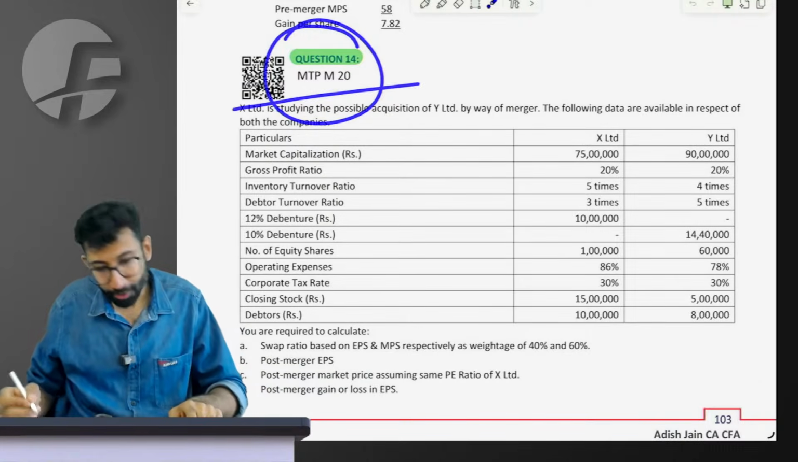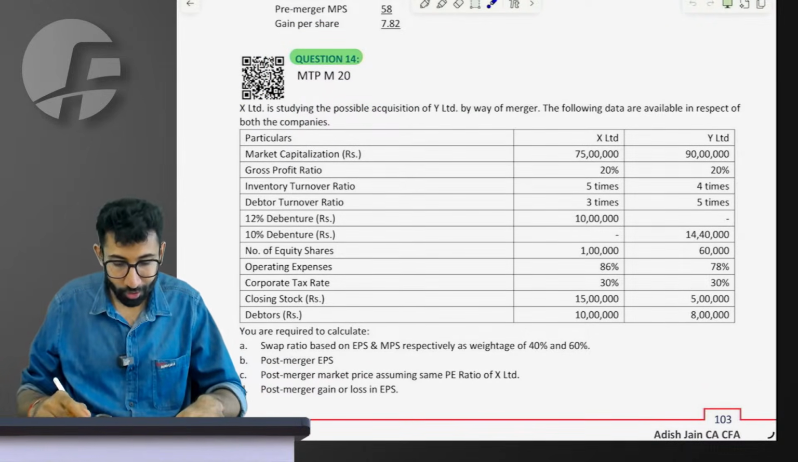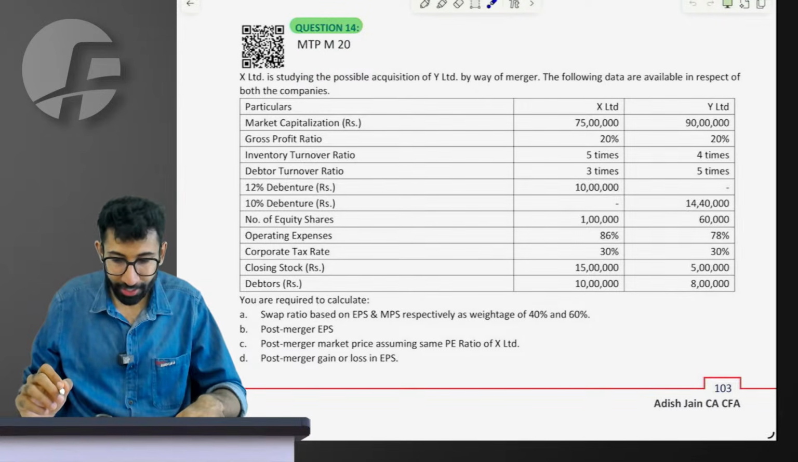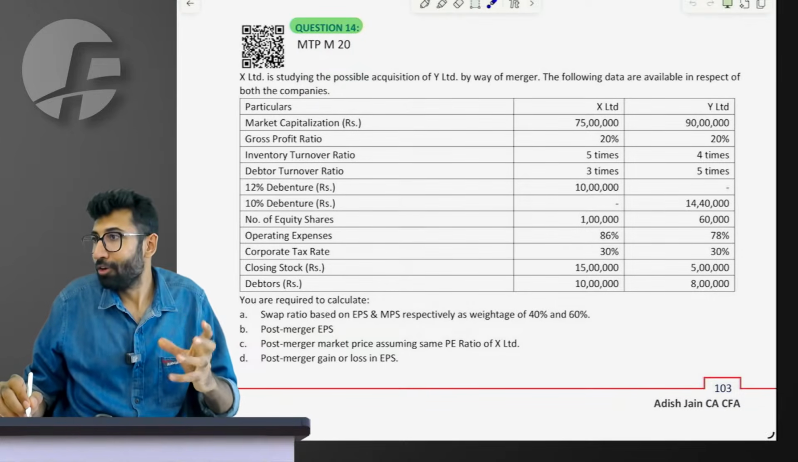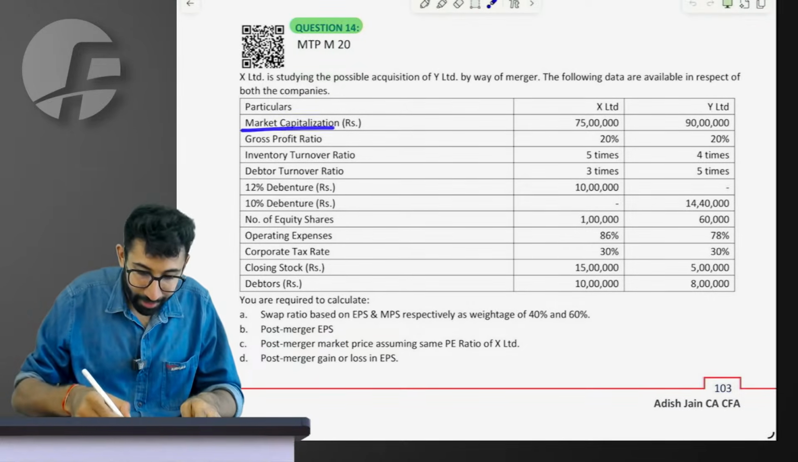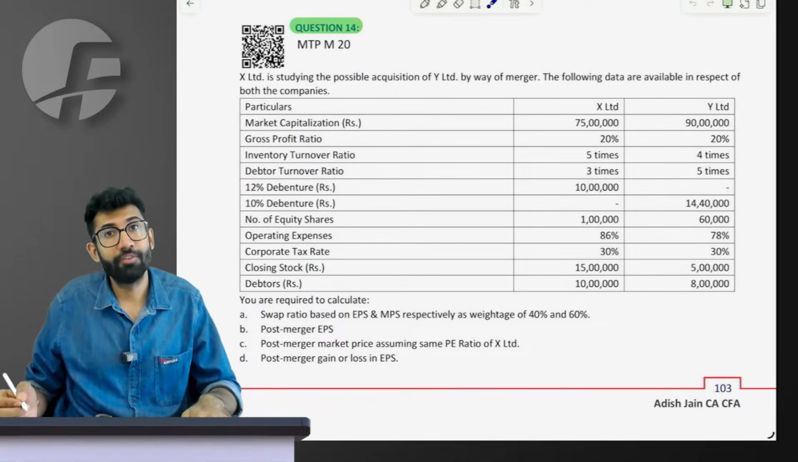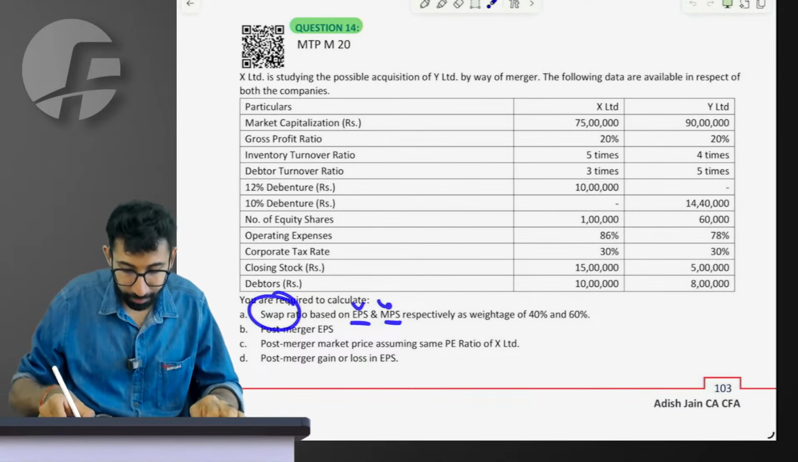14th is a brilliant question. We won't do it in the class, but I will give you a sense of what this question is. The information in question number 14 is quite different. It has the information regarding market cap, gross profit, inventory turnover, debtor turnover, etc. They're asking you to calculate the swap ratio based on EPS and based on MPS.